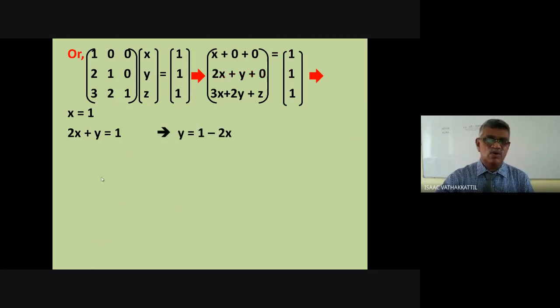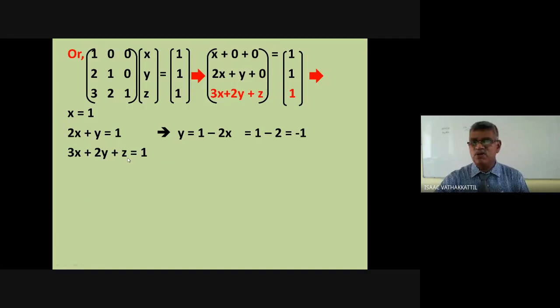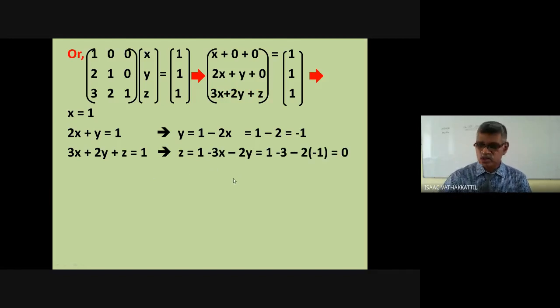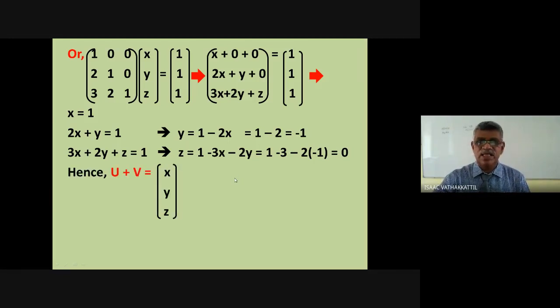So 2x plus y equal to 1 means y equal to 1 minus 2x, but x is 1, so 1 minus 2, that is minus 1. And 3x plus 2y plus z equal to 1. You know x and y, so z equal to 1 minus 3x minus 2y, and you calculate it to be 0. So what is U plus B? U plus B is X, Y, Z, that is 1, minus 1, 0.